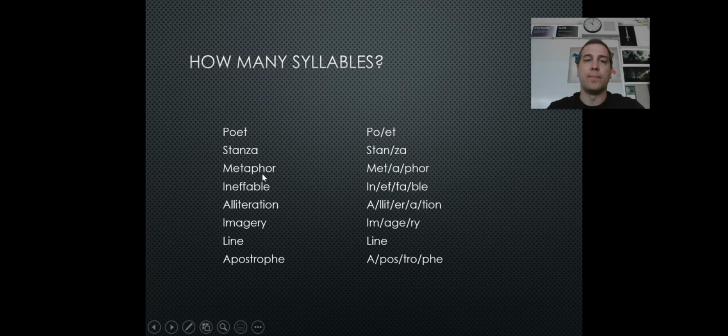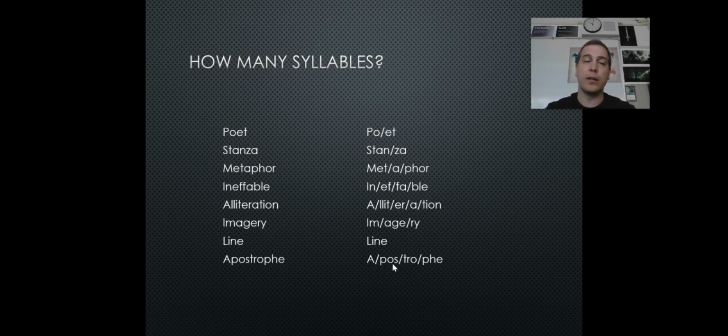The word metaphor, that's three syllables long. Ineffable, four syllables long. Alliteration, that's five syllables long. Imagery is three. The word line, one syllable. Even though you notice that there's another vowel at the end, we don't actually pronounce that vowel. If it was liney, it would be two syllables, but that's not how we pronounce line. And finally, apostrophe. That is four syllables.